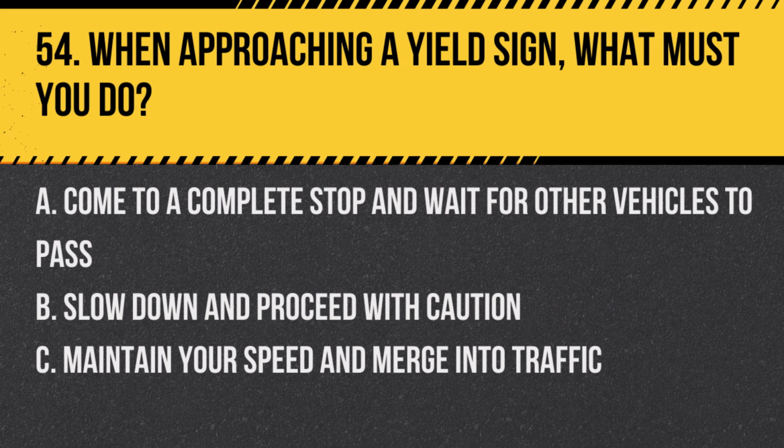Question 54. When approaching a yield sign, what must you do? A. Come to a complete stop and wait for other vehicles to pass. B. Slow down and proceed with caution. C. Maintain your speed and merge into traffic. Answer. B. Slow down and proceed with caution. When approaching a yield sign, you must slow down, be prepared to stop if necessary, and yield the right of way to other vehicles or pedestrians already in the intersection or approaching from another direction.